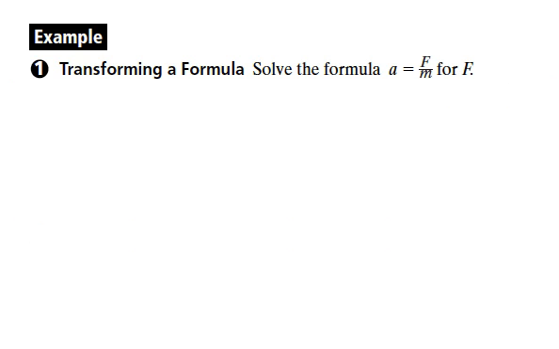For example number 1, transforming a formula. Solve the formula A equals F over M for F. So our goal is to get F all by itself on one side of the equation. So we write our equation down. A equals F over M. Now we're going to have to multiply both sides by M so that we can undo that division of F divided by M. So we multiply the left side by M and we multiply the right side by M. The M's on the right cancel each other out, so you're left with your F. On the left-hand side, we have M times A, and that's our answer. MA equals F. Pause the video if you need more time to copy down this example.